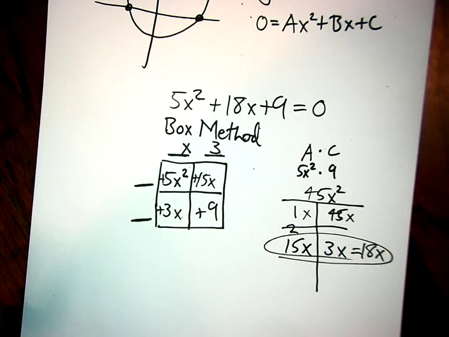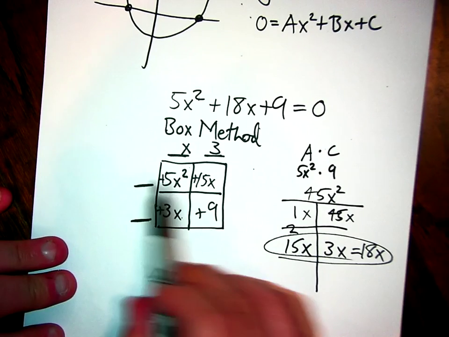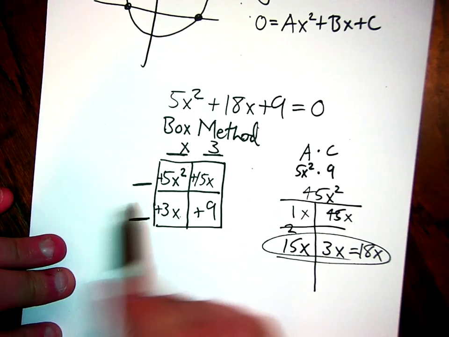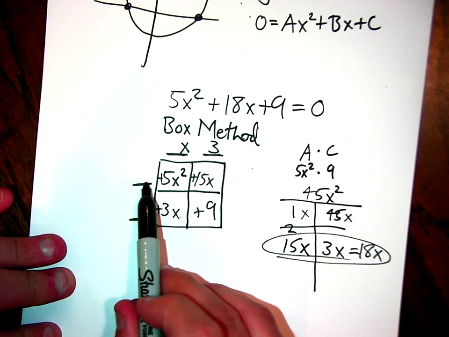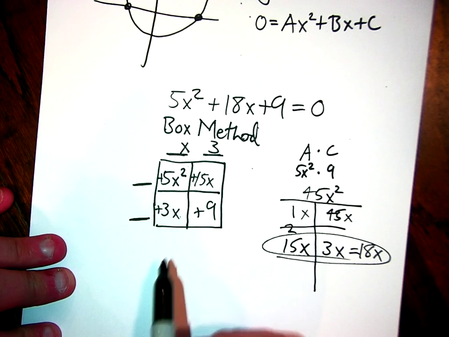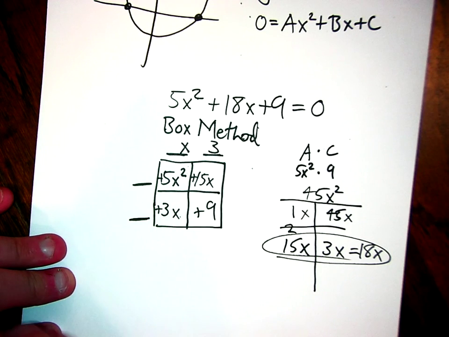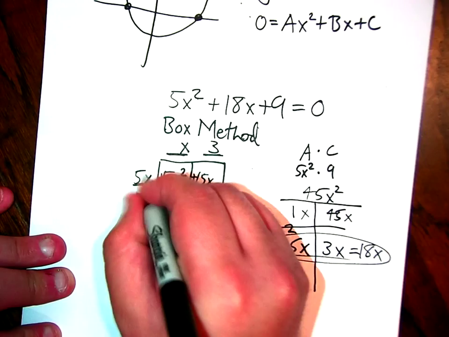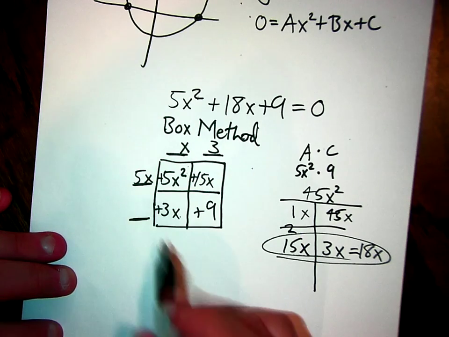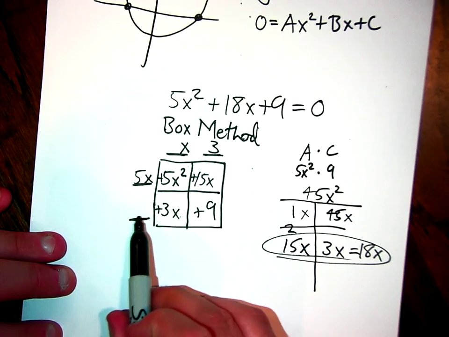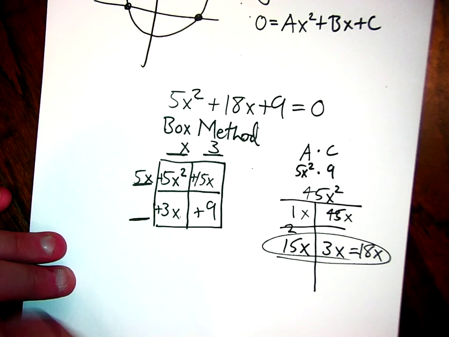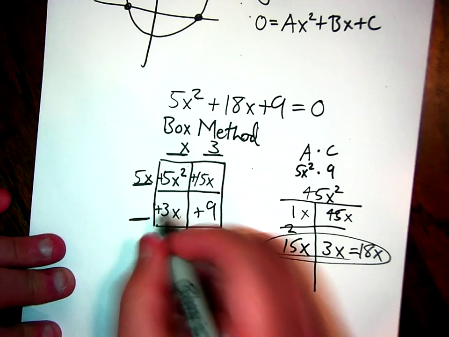Okay. Now let's look across here. I need the greatest common factor for this space of 5x squared and 15x. That's going to be 5x. And then down here we're looking for a GCF of 3x and 9. I'm pretty sure that's going to be 3.